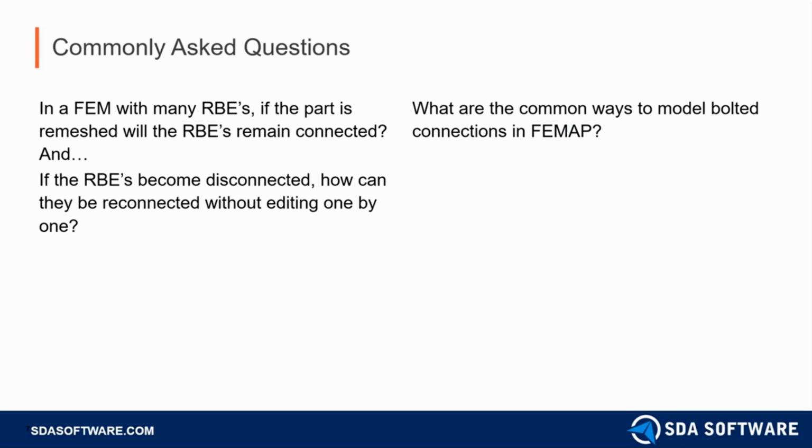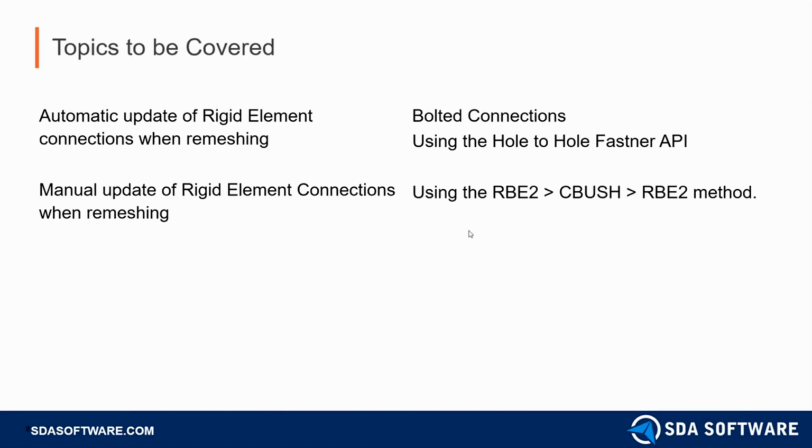Okay, so I want to move on into the webinar today. Basically in a FEM with many RBEs, if the part is remeshed, will the RBEs remain connected? That depends largely on how you mesh it. And then the other question, there are some methods of remeshing where the RBEs are definitely going to be disconnected. So how can you reconnect those without editing one by one? And then we're going to take a look at two common ways to model bolted connections in FEMAP.